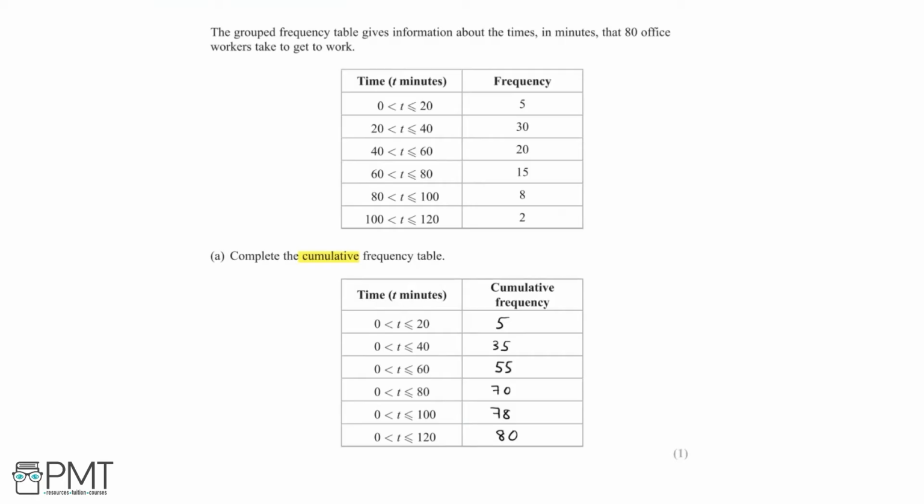Now since our final cumulative frequency value is equal to 80, we can be pretty confident that we've gotten the correct answer, because the final cumulative frequency should always be equal to the total frequency, and we know that the total frequency is 80 because the table above gives information about the times that 80 office workers take to get to work.